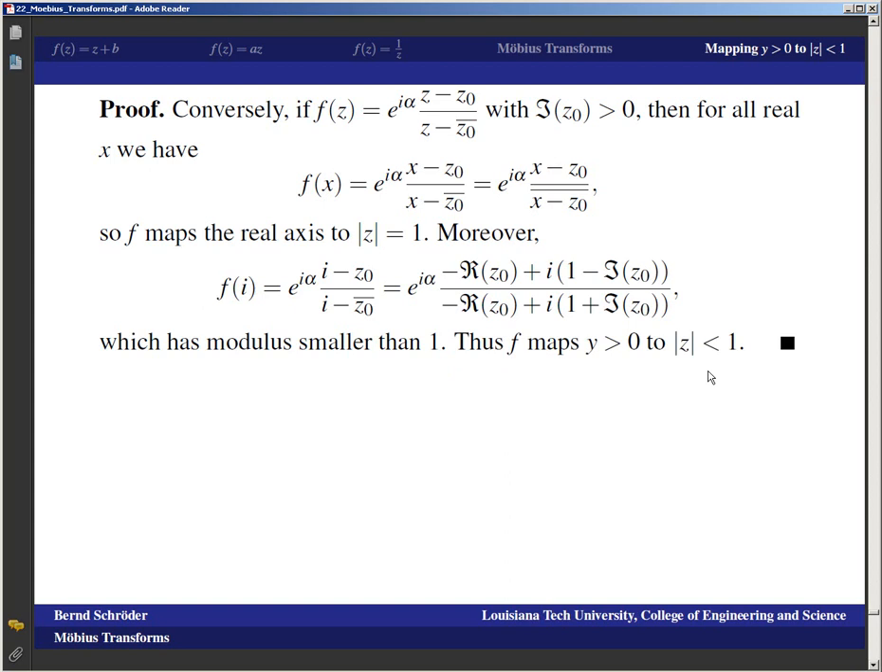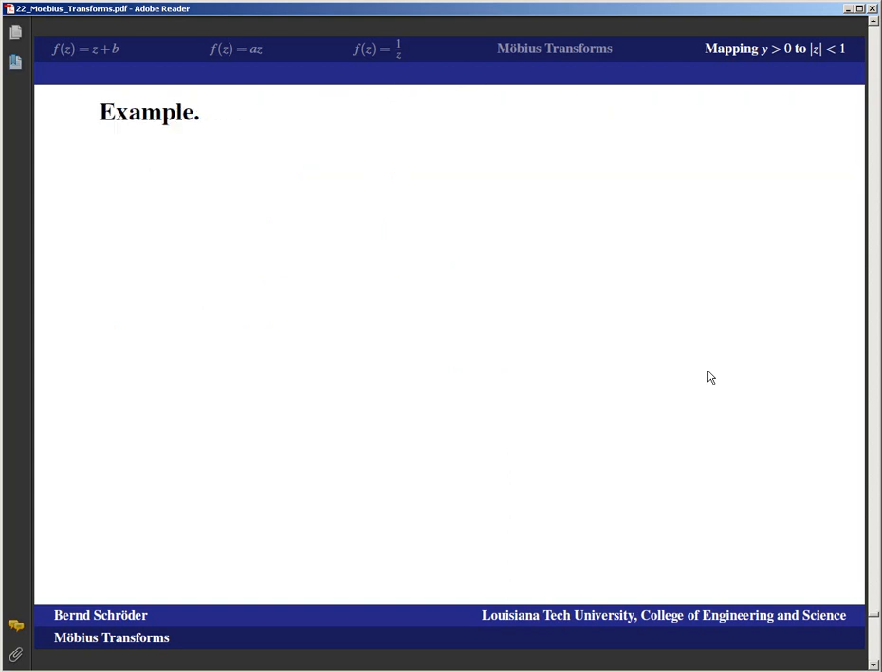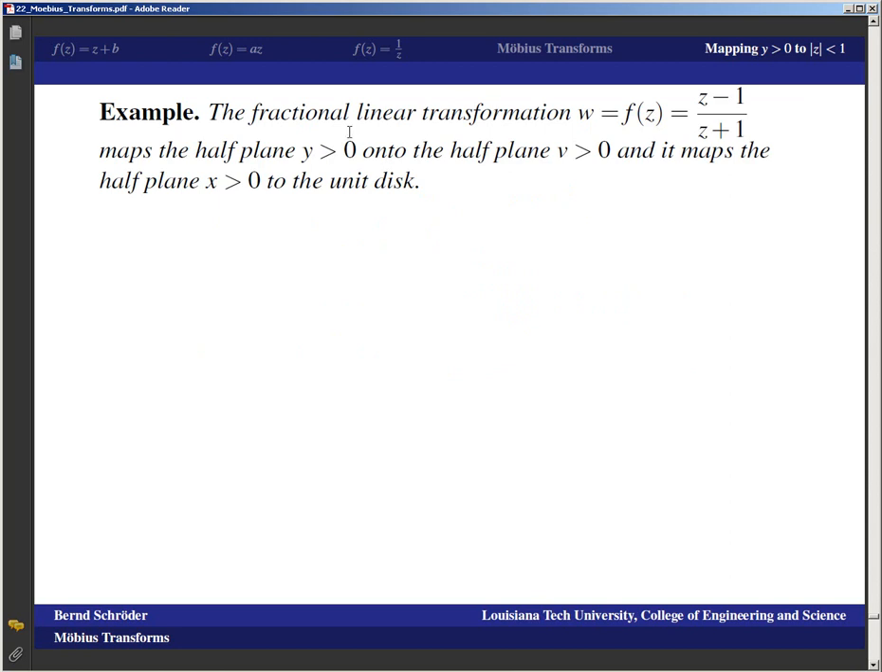Okay, we're going to finish out with some concrete examples, I think, where we're actually going to apply this theorem. Take a look at the fractional linear transformation w = f(z) = (z - 1)/(z + 1). I claim that it maps the upper half plane, y greater than 0, to the upper half plane, v greater than 0, and it maps the half plane x greater than 0, the right half plane, to the unit disk.